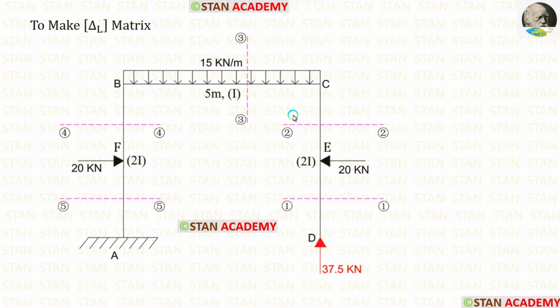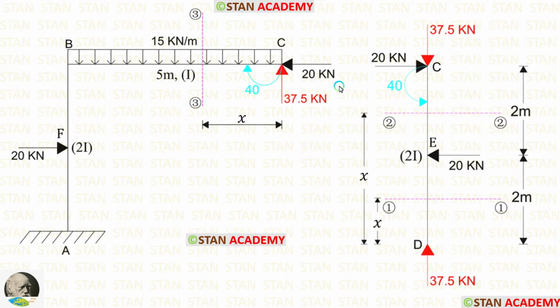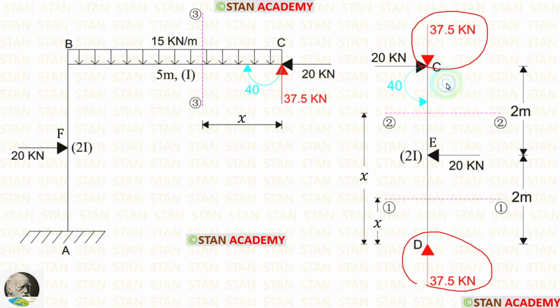Now let us make the free body diagram. Let us split the frame at the point C. You can see that I have split the frame at the point C. Now I have two different parts. At the point D, there is a vertical reaction of 37.5 kN. For the equilibrium condition, for this upward reaction, a downward reaction is created at the point C.